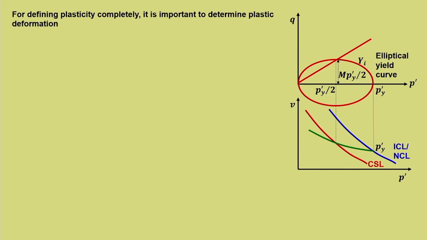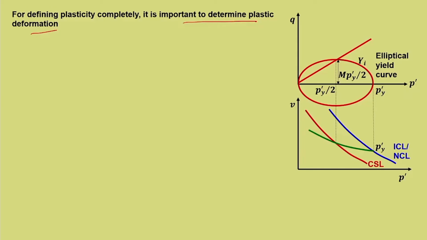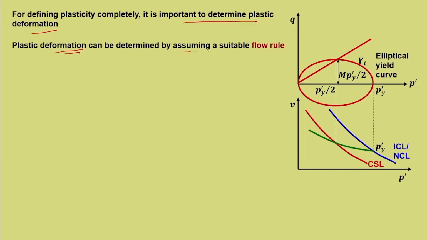Now, for defining plasticity completely, it is important to determine the plastic deformation. Now, whatever we have done for Cam-Clay model, that is defining of the yield curve, we have done it for MCCM as well. Now, this much we are comfortable with. Now, we will try to add a bit on what happens beyond yielding till failure. So, that is what we will see in this, and that is to determine the plastic deformation. Now, for determining plastic deformation, we need to assume something known as flow rule.